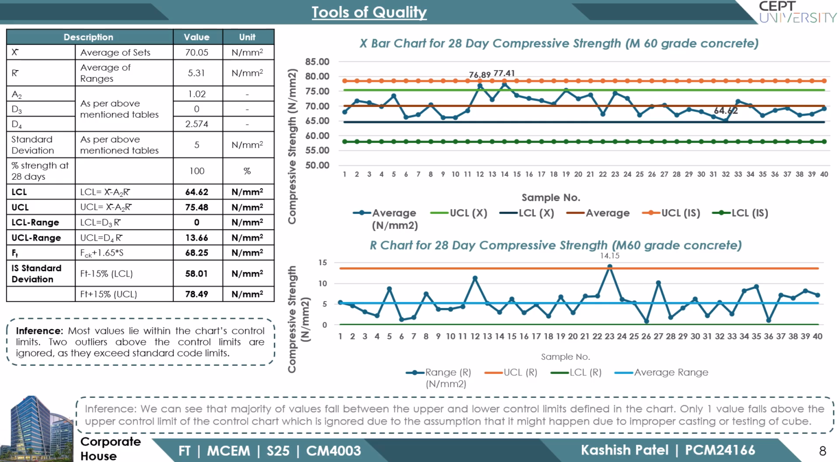Only 2 points exceed the upper limit, which we assume may be due to improper casting or testing. We can observe that all the values fall within the IS standard deviation. The R chart below shows that the variability across samples stays well within the control limits, indicating consistent mixing and testing.